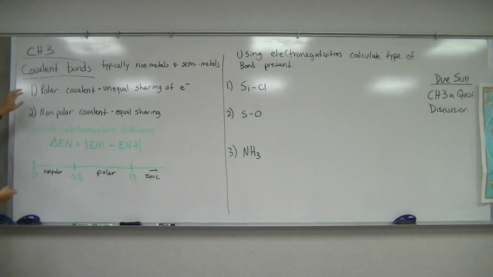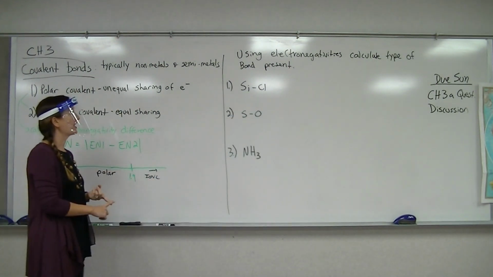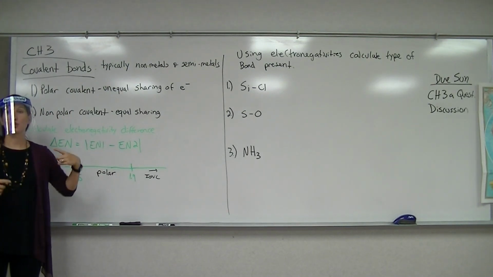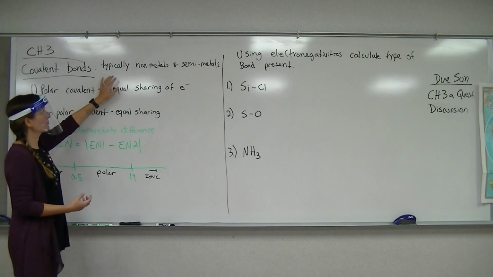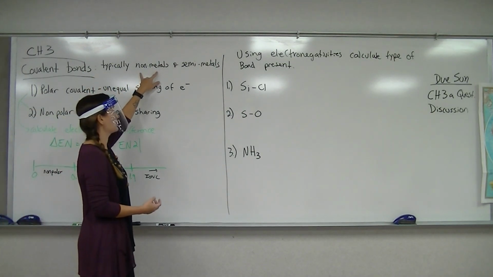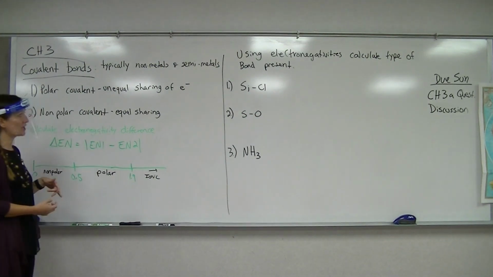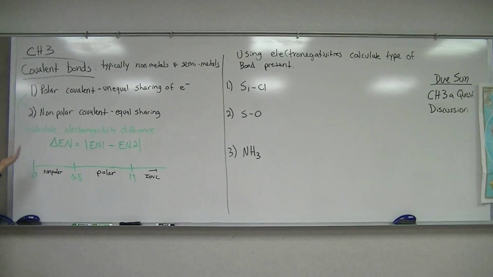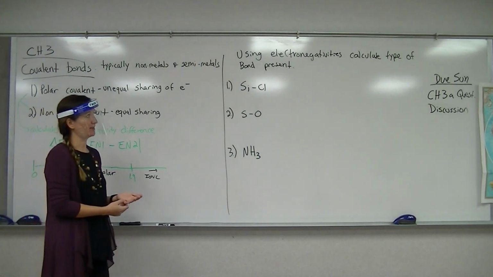Okay? So we're going to start by looking at covalent bonds. There are 2 types we're going to explore, covalent and ionic. Covalent is when electrons are shared. It typically occurs between either 2 nonmetals or a nonmetal and a semimetal. So a lot of times you can figure out that it's a covalent bond just based off of where the elements are on the periodic table.